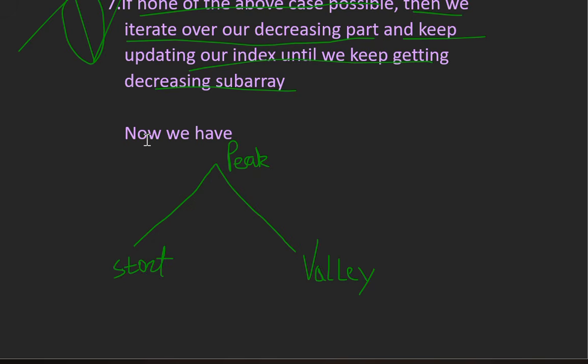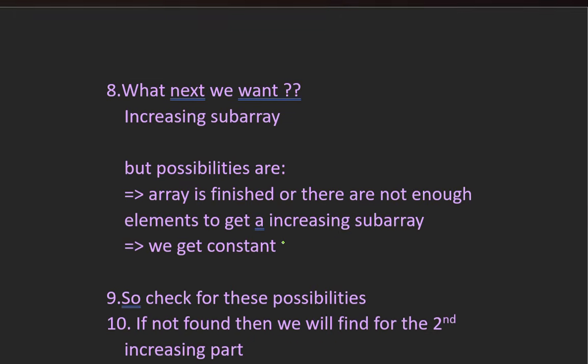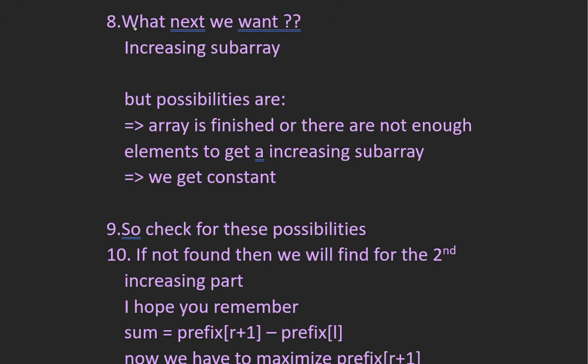Now up to this step, what do we get? We get the starting index of the increasing subarray, the peak index, and the index of the valley, that is the final index of the decreasing subarray. After this step, we have increasing and decreasing, and now we want an increasing subarray again. But what are the possibilities again? Again the possibility is that our array is finished, so we can't get an increasing subarray part.